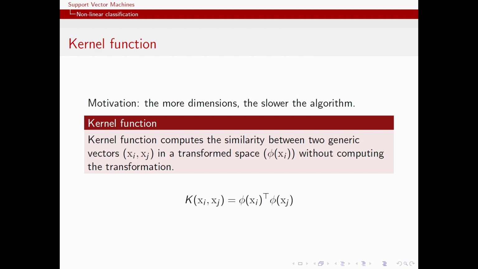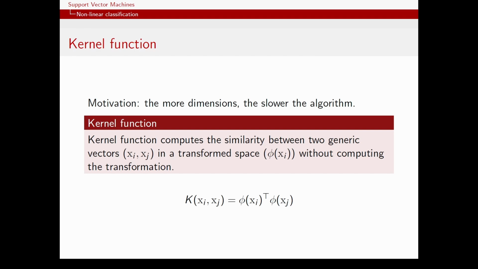A kernel function computes the similarity between two generic vectors, xi and xj. It uses the transform function without actually computing the transformation. So instead of computing the dot product of the two transformed vectors, we call a kernel function k on xi and xj, and instead of manually mapping the data into higher dimensions, we use a kernel function to compute the dot products in that space without explicitly transforming the data.